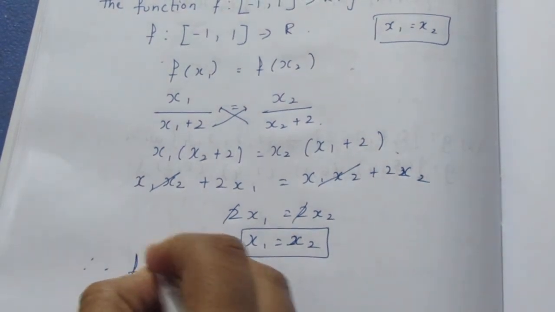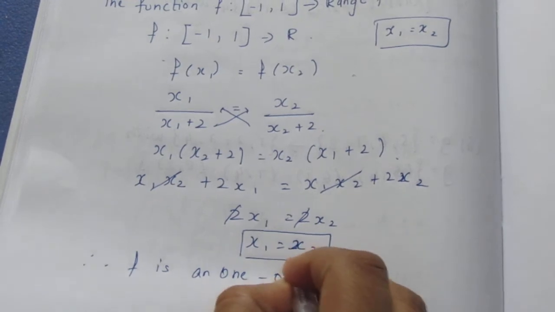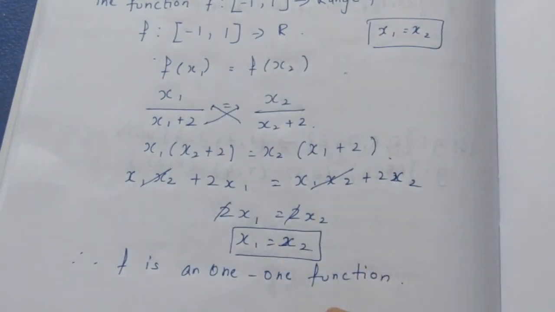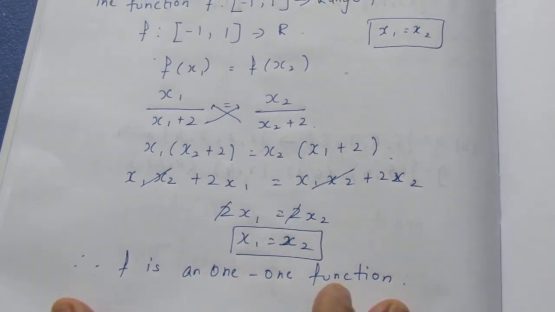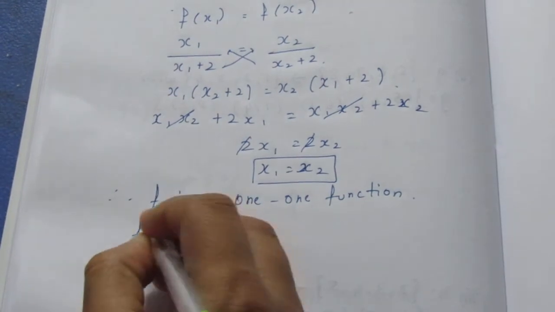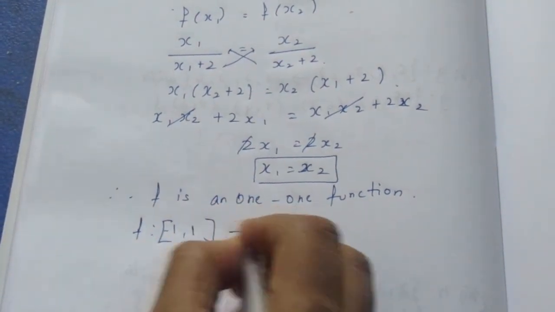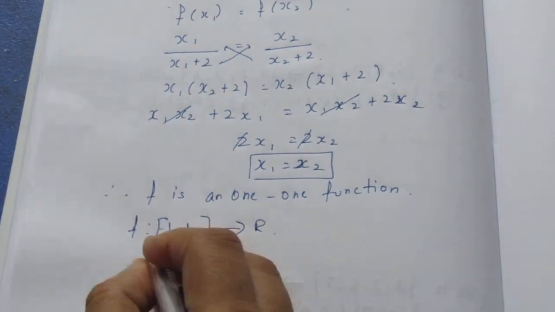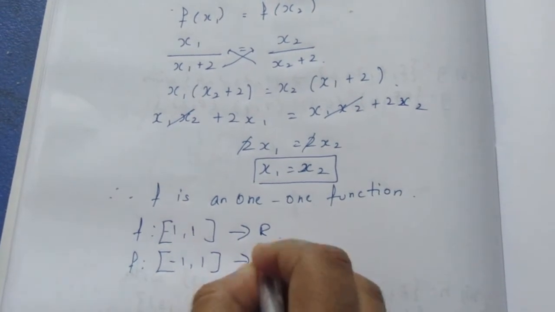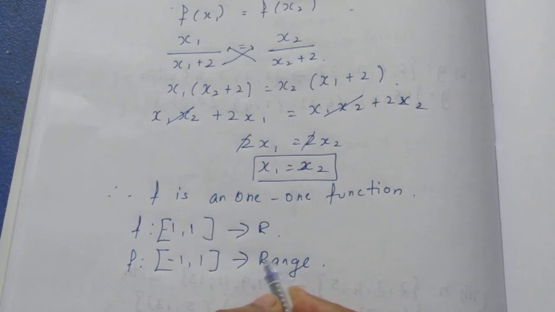Therefore f is a 1 to 1 function. We have proved this to be a 1 to 1 function. We also know f of [-1, 1] to real numbers, which is also same as [-1, 1] to range. That means the codomain here is equal to the range.